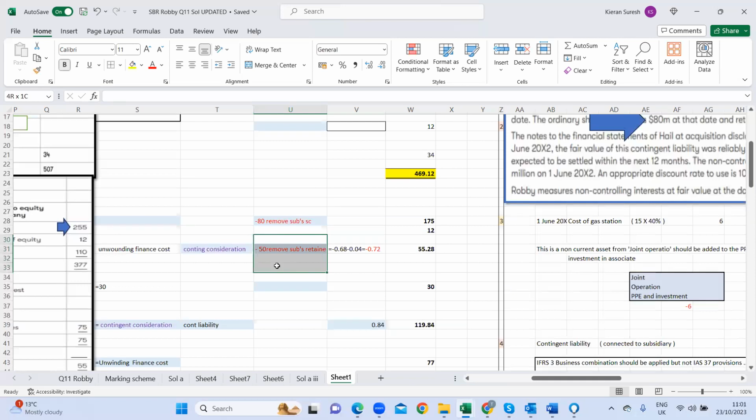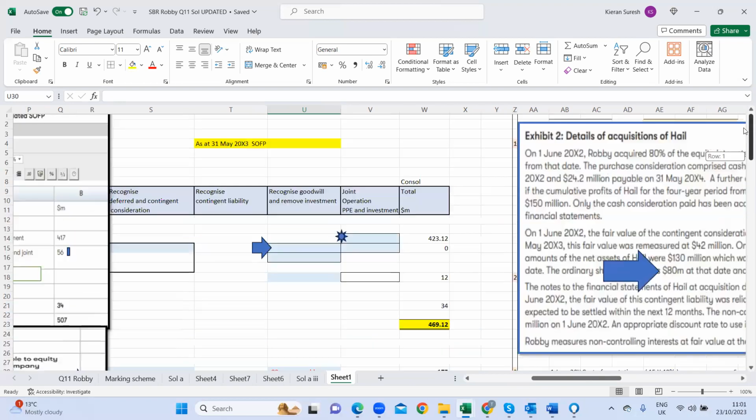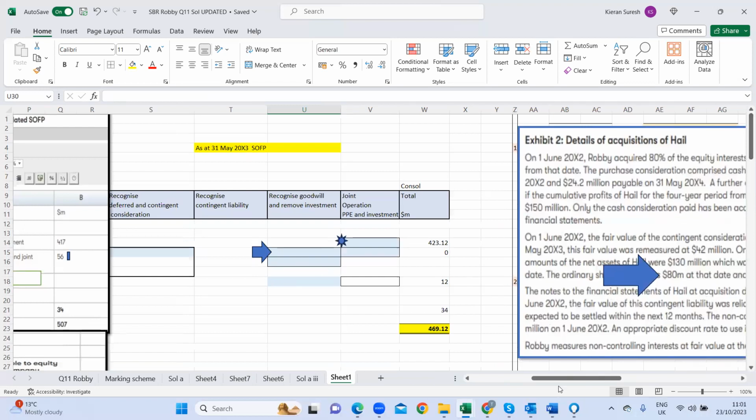I'll remove the retained earnings, right? The opening retained earnings belong to the subsidiary. When I say opening retained earnings, I mean the retained earnings the subsidiary had when we purchased it at the date of acquisition. That should not appear in the consolidated financial statement. Only the consolidated retained earnings should appear, not the subsidiary's. So that also needs to be removed. We remove these two figures, and then the next one I need to remove is the investment.